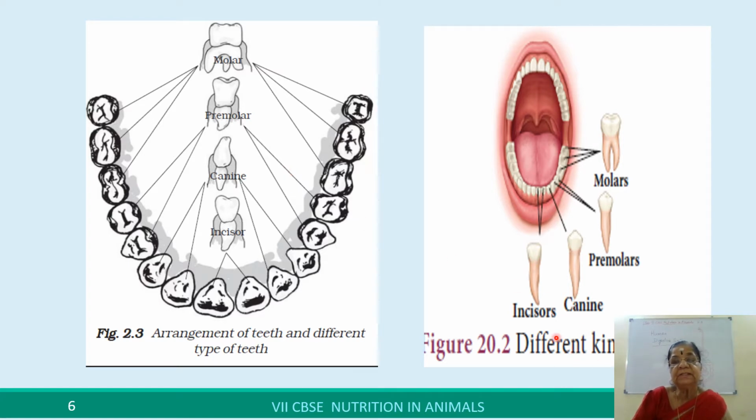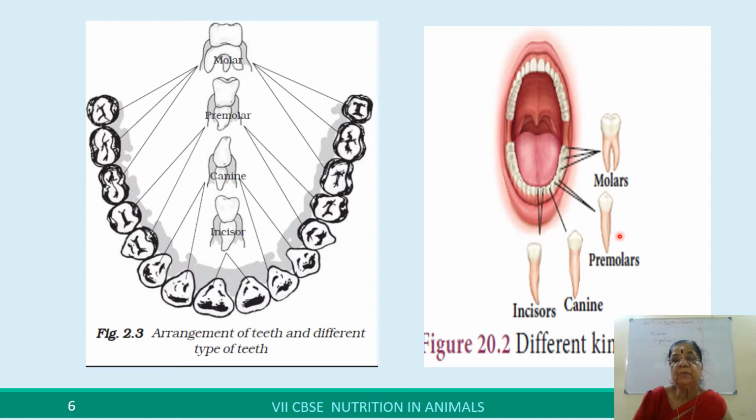Now the incisor has a flat pointed edge so that you can bite the food. So it is for biting. The next is the canine teeth, whose shape is for biting and tearing the flesh. Canine is mainly helpful for carnivorous food. It is for tearing the flesh.